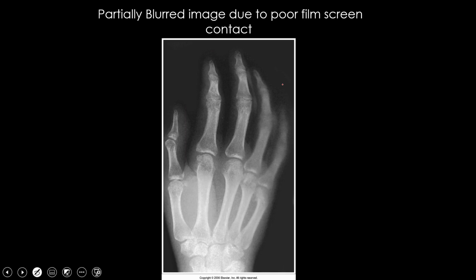Here we have a partially blurred image due to poor film screen contact. As you're looking at digits 1, 2, and 3, those look properly visualized. But as you can see at digits 4 and 5, there's this blurring because the film and the cassette were not touching each other enough to ensure a clear image.